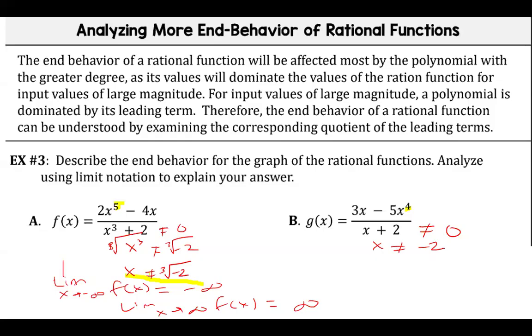All right, so when we are writing our limit here, the limit as x goes to positive infinity of f of x equals negative infinity, right? The limit as x goes to negative infinity of f of x equals negative infinity. Oh, that's an 8.